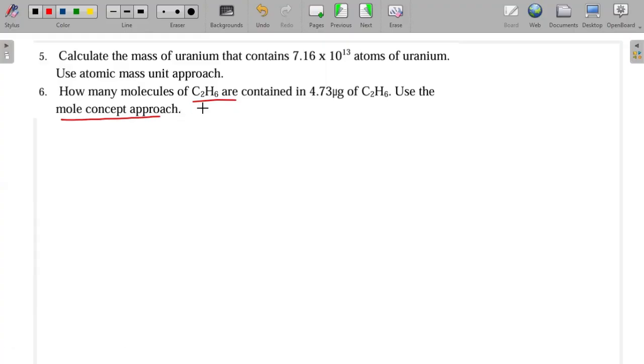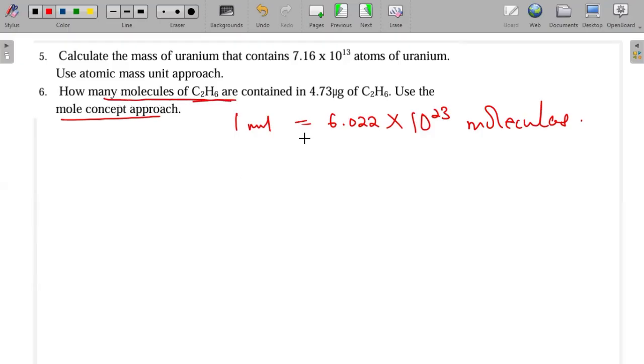So if you are using the mole concept approach, then we know that one mole, it can be one mole of anything, is equal to 6.022 times 10 to the power 23 molecules. Okay, so now here, if we want to find how many molecules of these we have, then it means we have to convert the mass to the moles. So now the mass, notice it has been given in micrograms. So it means, first of all, we have to convert it to what?